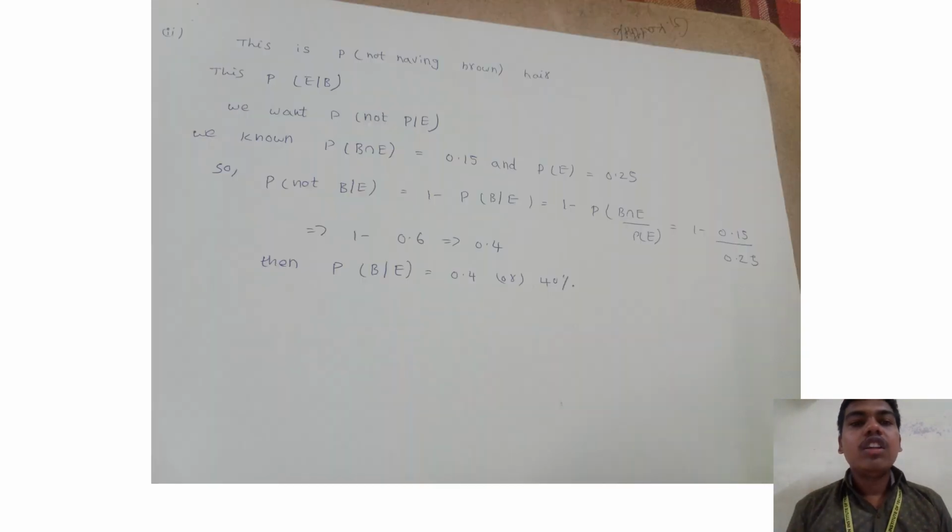In the second, this is the person not having brown hair. This probability P of B complement given E is equal to 1 minus P of B given E. We also know P of B intersect E is 0.15 and P of E is 0.25. In the formula we have 1 minus P of B given E, which is 1 minus 0.15 by 0.25. Substituting the values, we have 0.4 or 40%.